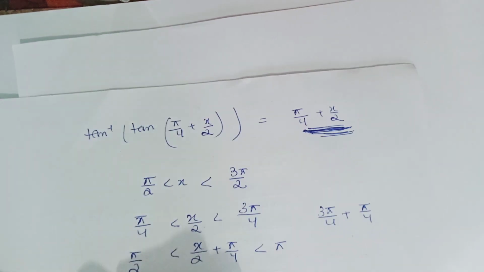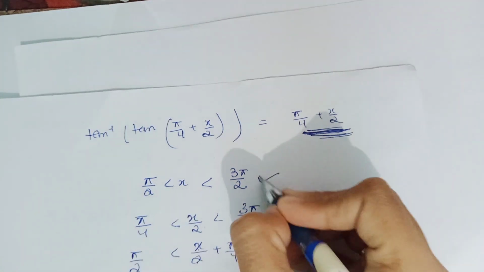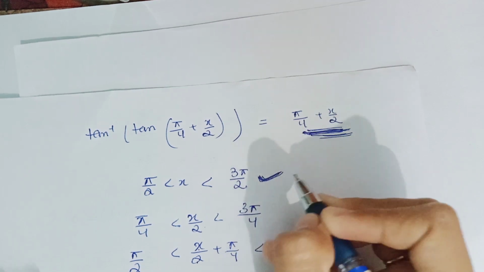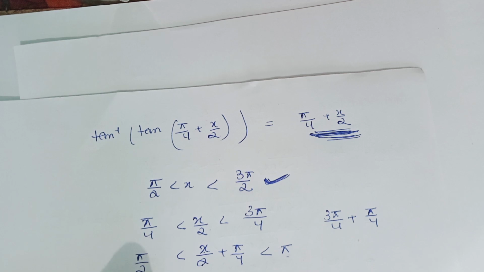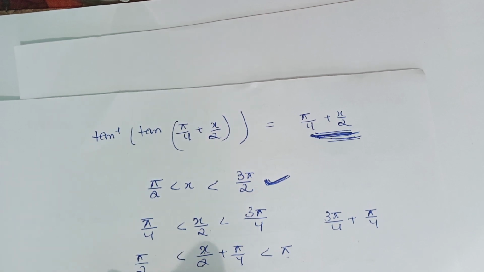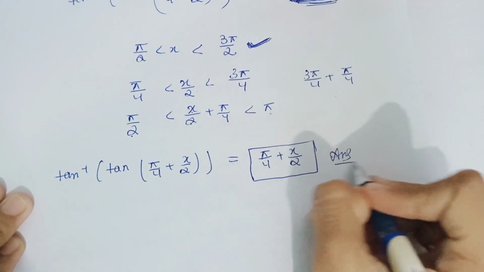Now we can see that the output we get, x by 2 plus pi by 4, lies in the interval pi by 2 to pi, which lies between the given range. So we can replace tan inverse tan pi by 4 plus x by 2 by pi by 4 plus x by 2, and this will become our answer. Thank you.